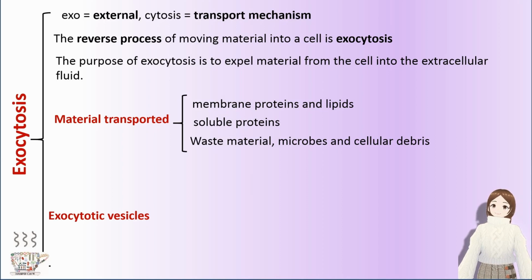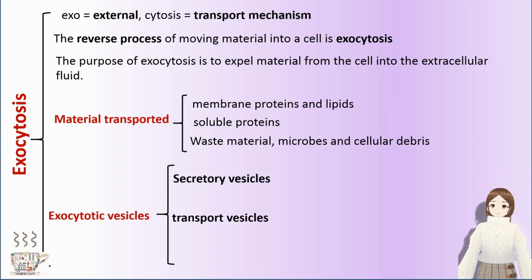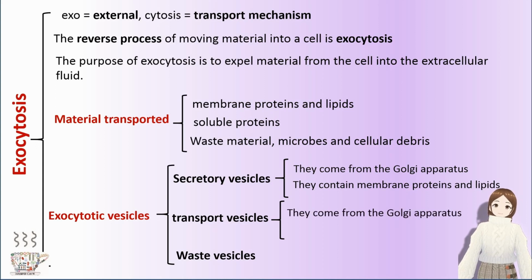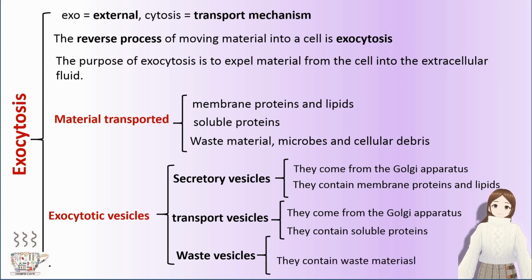Exocytotic vesicles can be divided into three subgroups: secretory vesicles, transport vesicles, and waste vesicles. Secretory vesicles come from the Golgi apparatus and contain membrane proteins and lipids. Transport vesicles come from the Golgi apparatus and contain soluble proteins. Waste vesicles contain waste material.